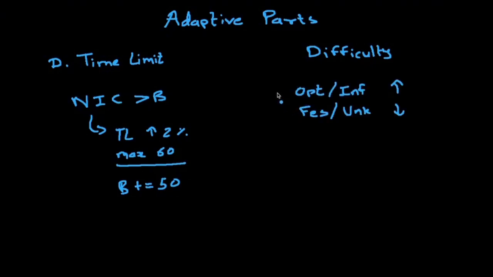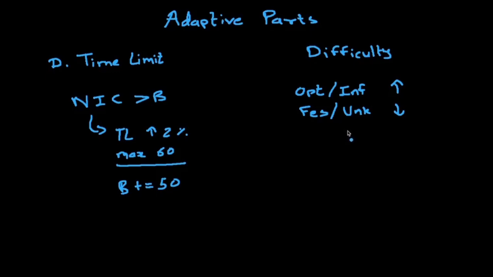If the solver returns with the status optimal or infeasible, that means within the given time limit and resource limit, it managed to completely solve the subproblem. Then we need to increase the difficulty. And if the solver returns feasible or unknown, that means the solving process is not yet finished, which basically means the difficulty is higher than we need it to be, and therefore we need to decrease the difficulty.